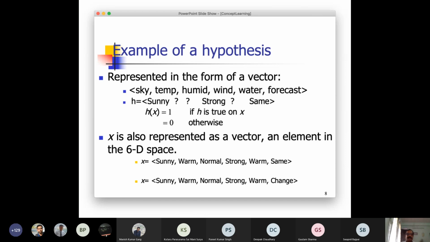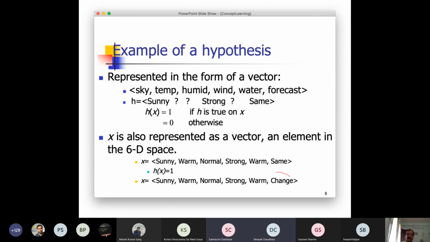Okay, so this is just an example. Can you tell me what should be the value? Say the first one, what should be the value? Sunny, warm, normal, strong, warm, and same. That would be 1. Yes, it is satisfying. And the second one? Sunny, warm, high, strong, warm, same. 0, sir. It is not satisfying this part.